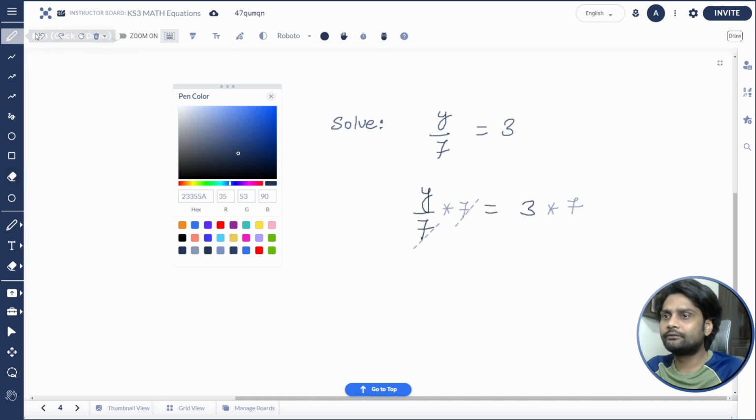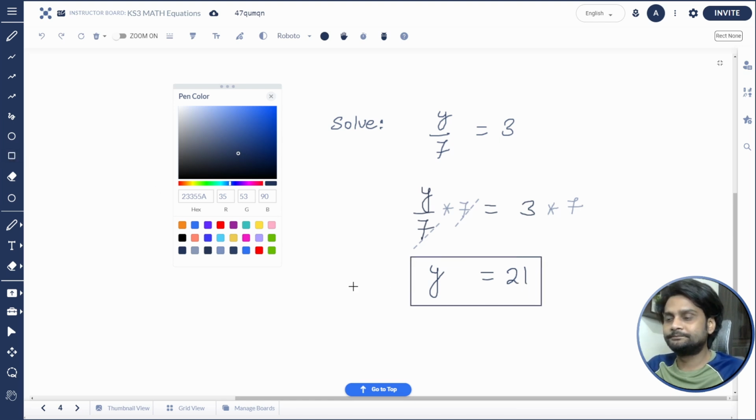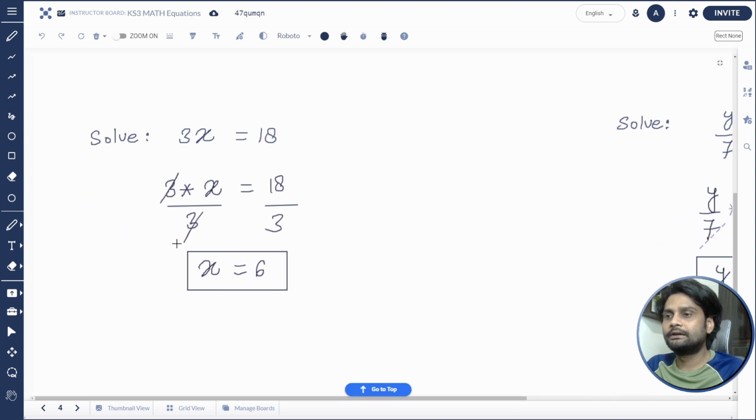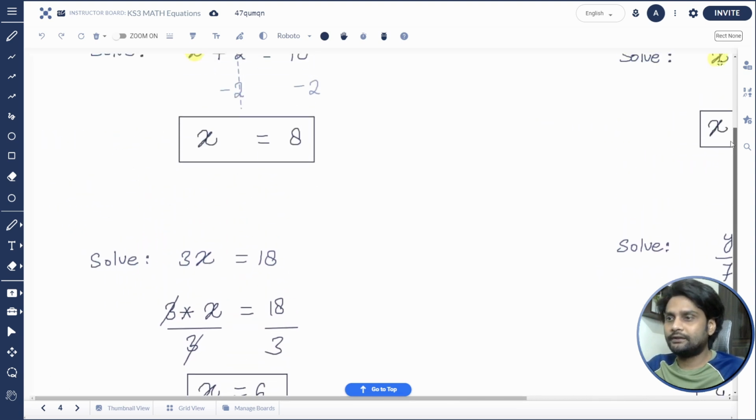So we can have different variables. It's not only x. We can use any alphabetical letter in our question. So this is your answer. These are the one-step equations, students, where we just have to perform a single step and we get the answer.